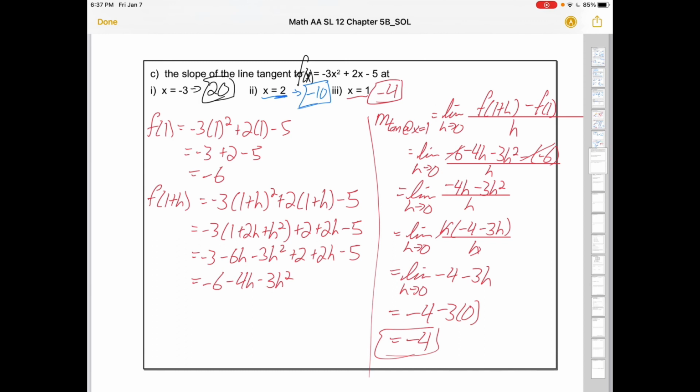So if you made it through this last one, give yourself a pat on the back. Well done. You're able to find tangent slopes. Congratulations. Differential calculus is all yours.